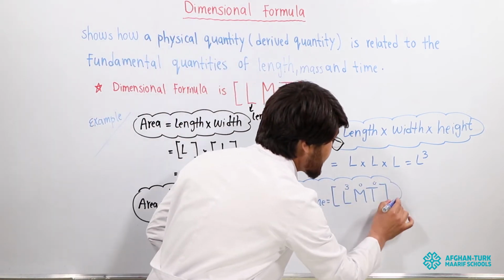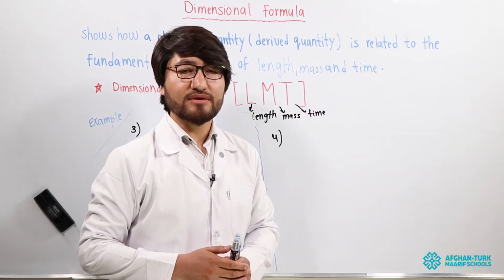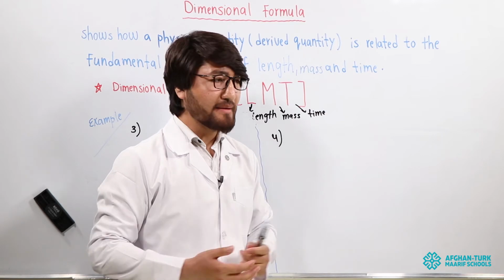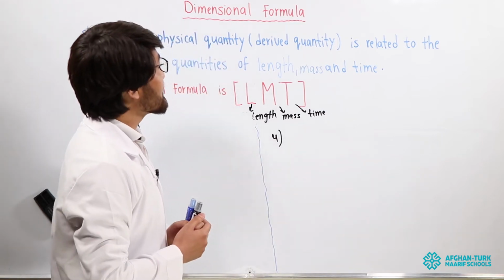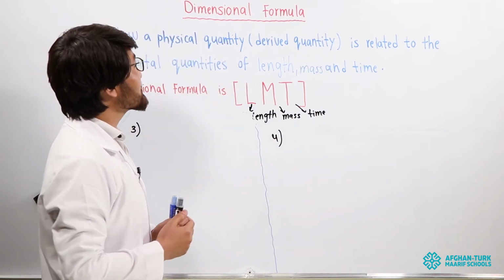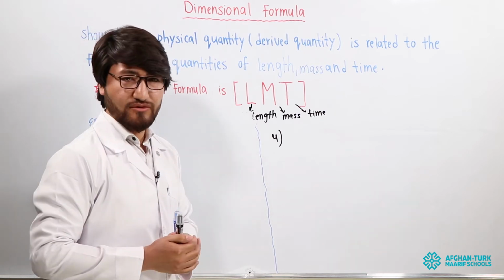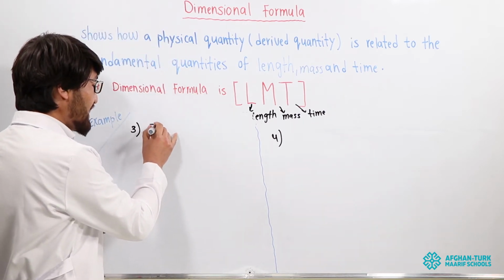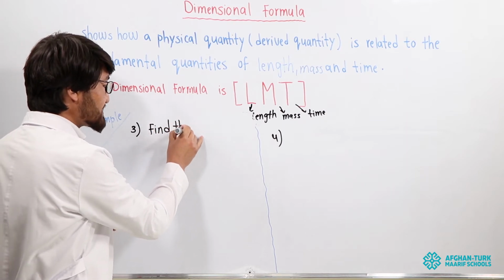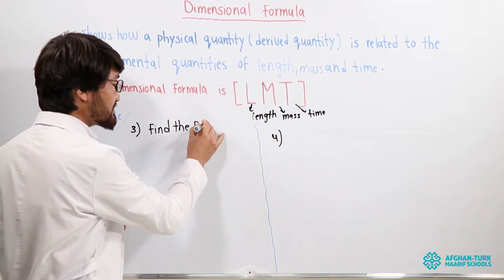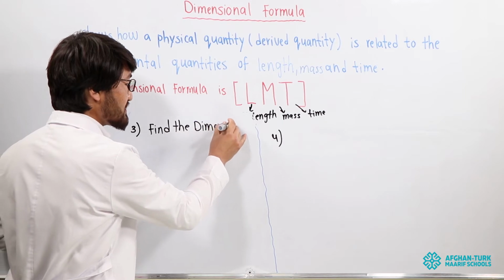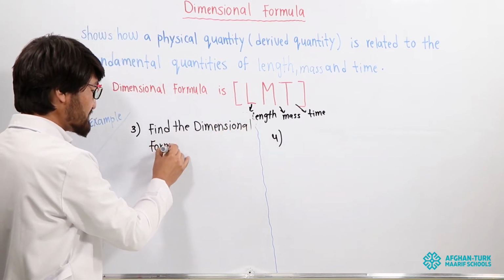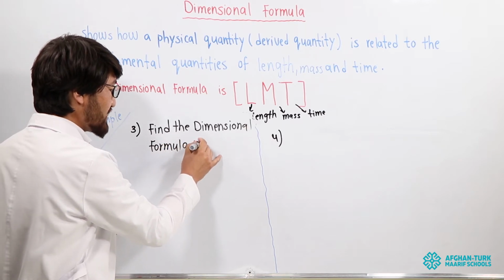Let's look at some more examples. Don't be worried, I will do more questions about the dimensional formula. Question number 3: find the dimensional formula for velocity.